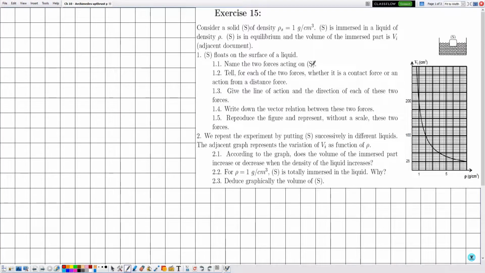So we have reached part 7 of chapter 10, which is the Archimedes upthrust and the third unit of mechanics, and this is the final part. In this part we are going to complete solving exercises on this chapter.